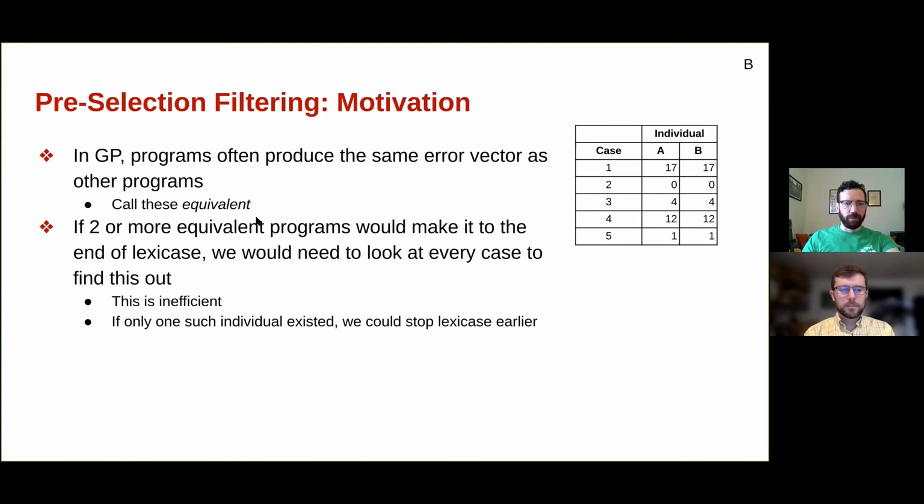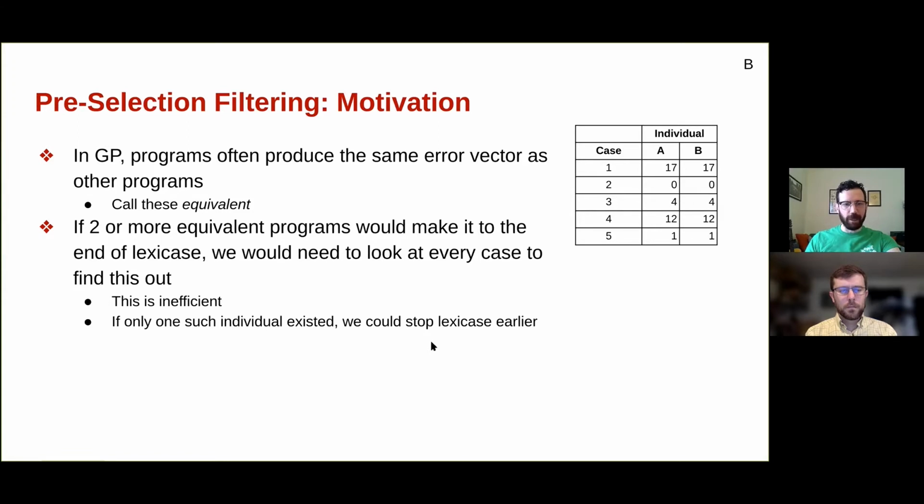So if two or more equivalent programs make it to the end of a parent selection event in Lexicase selection, basically we've just discovered that they're the same, but we did so in a way that required us to look at every case and filter individuals in every case. Since it's much easier to determine beforehand whether individuals are equivalent, we can make Lexicase selection more efficient when handling multiple copies of the same semantics by doing some pre-selection filtering.